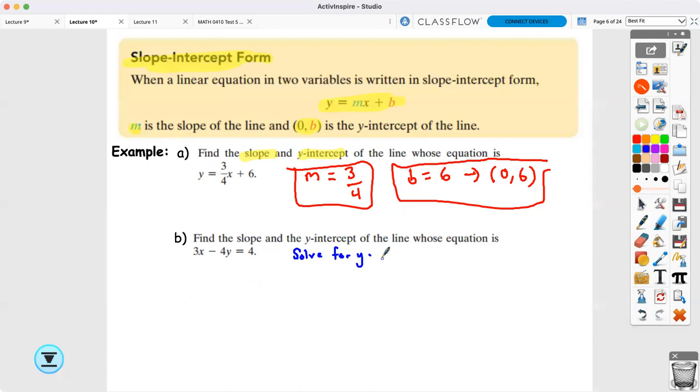Now, before I jump on to B, does anyone have any questions on the form or the work for A? I realized I didn't ask. Are there any questions for A?